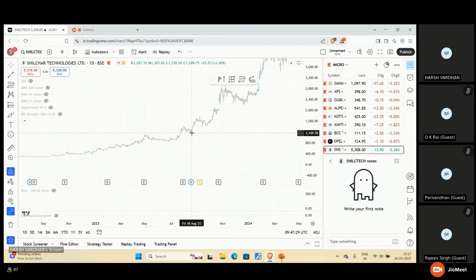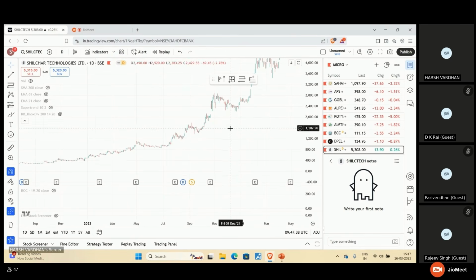For example, this is called a pullback, then this is called a pullback, this is again called a pullback. So the best way to trade a stock in an uptrend is to buy the stock near the pullback. And how will you know what the pullback point is? So you can use moving averages for it.